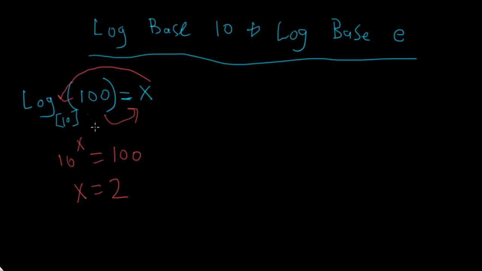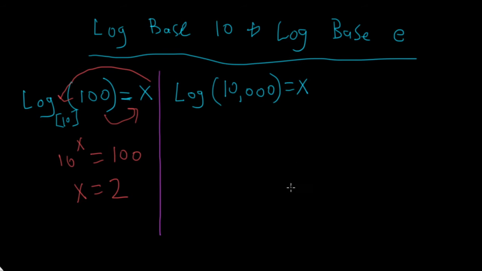Now, a nice trick when we have log base 10 and we have, like, 100 or something with zeros like that, is you can just count the zeros, okay? So I'll let you give this a try on your own. So if we have log of 10,000 is equal to x. Okay, so see if you can figure that out and see if you can see the trick that I'm talking about, counting the zeros.